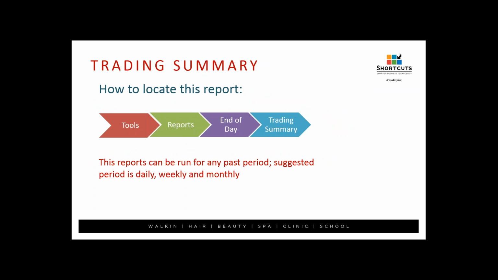So to get to your trading summary, it's under the tools menu, reports, the end of day category, and then just the trading summary. This report is very versatile. Obviously, this is a report that needs to be run for historic periods. So we actually suggest for this particular report that you're running this on a daily, weekly, and monthly basis. And then obviously this is probably something you'll be running at the end of financial year as well.